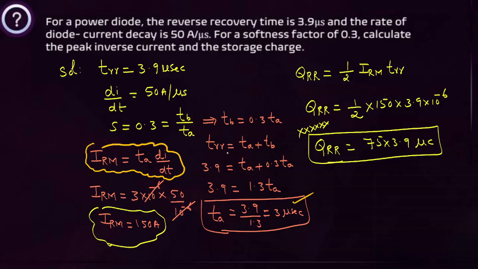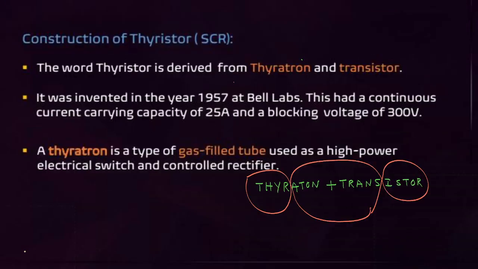I know the TA data because the softness factor is given. From that softness factor, I calculated TA. Once you know the TA, apply the IRM TA into di by dt. From that, I calculated the IRM value. Once you know the IRM value, this is the exact formula you have to substitute. Then you can get the reverse recovery charge. These models of questions also you have to practice.